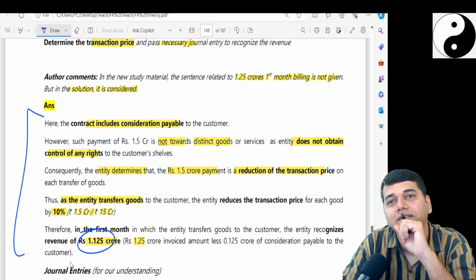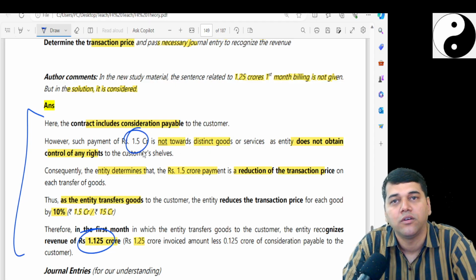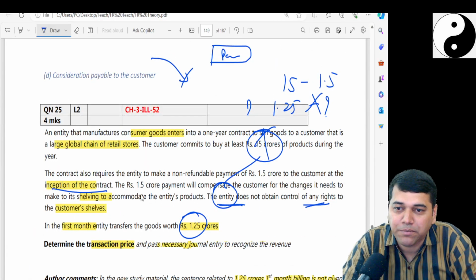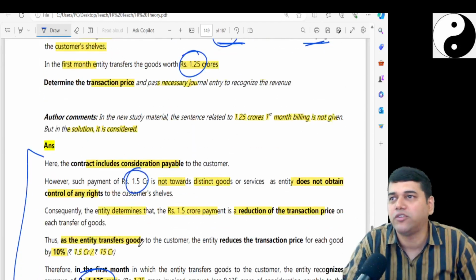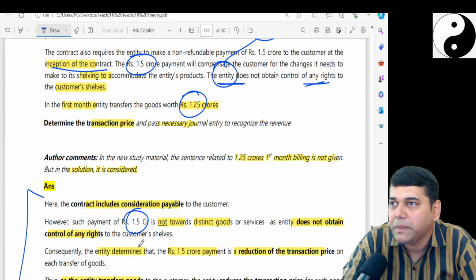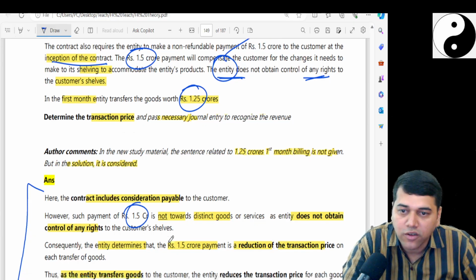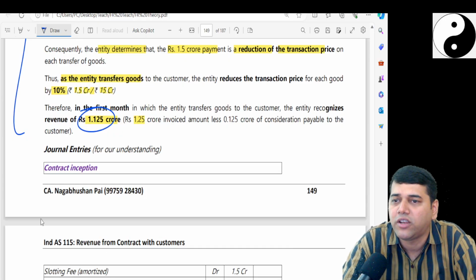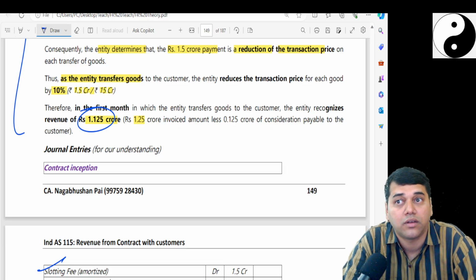Customer account debit to? First you paid 1.5, no? Or you paid later? If I go back to the question, at the inception of the contract only you paid 1.5, no? What entry do you pass? Contract asset account debit to bank. Why? Because it is not your PPE, but it should be adjusted with the transaction price. So on this payment, you pass the entry, you can call it contract asset or slotting fees account debit to bank, but I will not take the slotting fees to my P&L account. I will take it to the balance sheet.